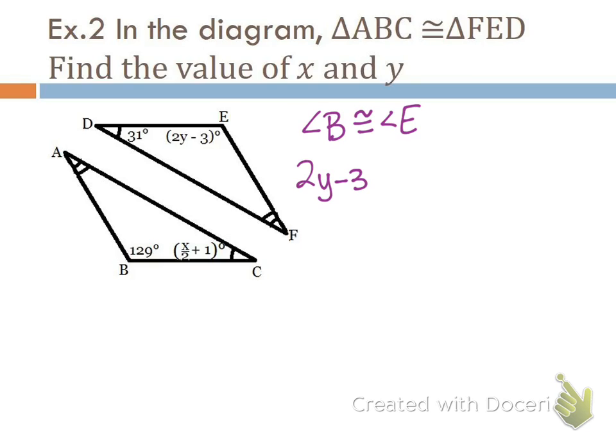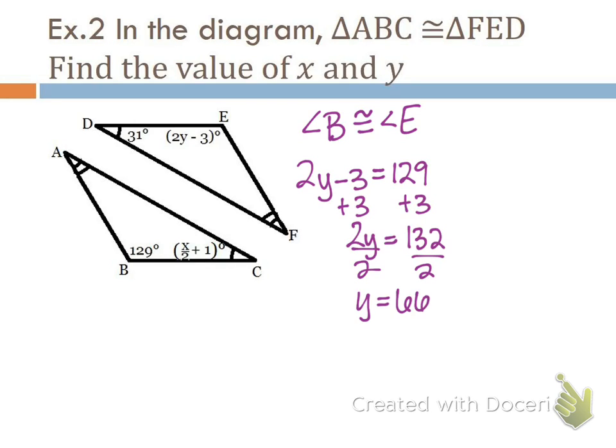2y minus 3 equals 129. Good. If those two angles are congruent, they should have the same measure. How would I solve this? Add 3, divided by 2. Good. Add 3. 2y equals 132, and then we divide by 2. What do we get for y? 66. Wonderful.